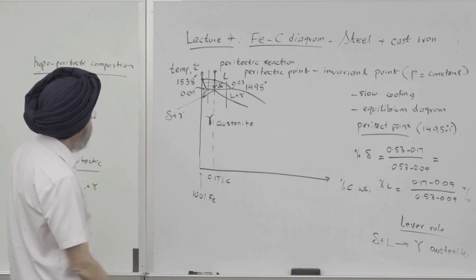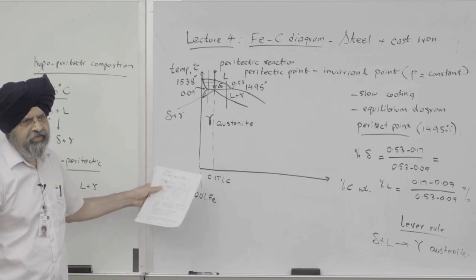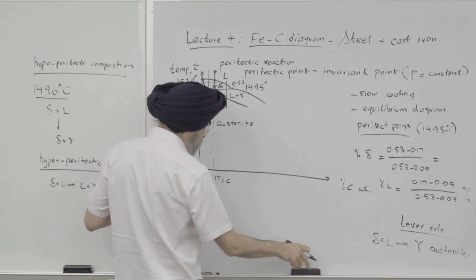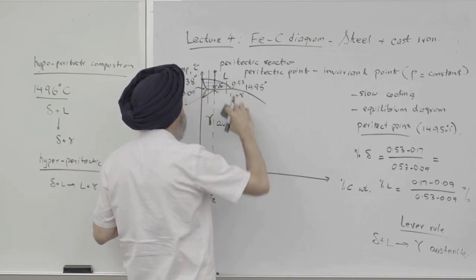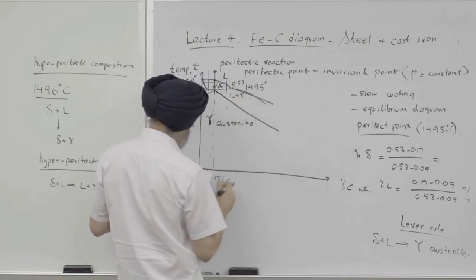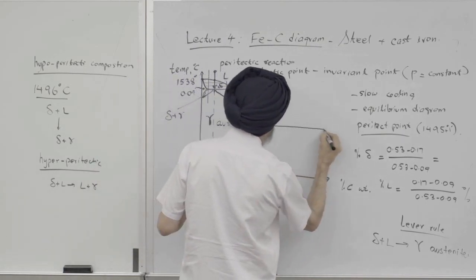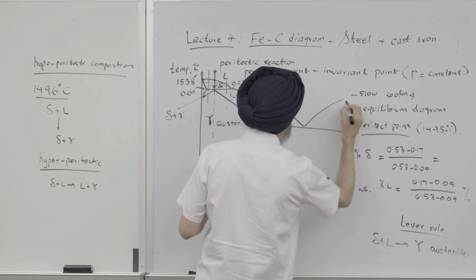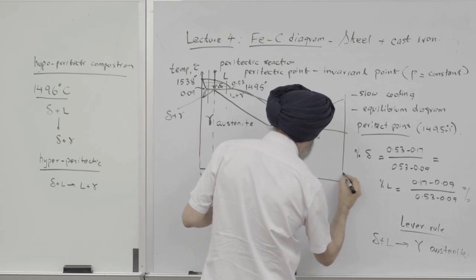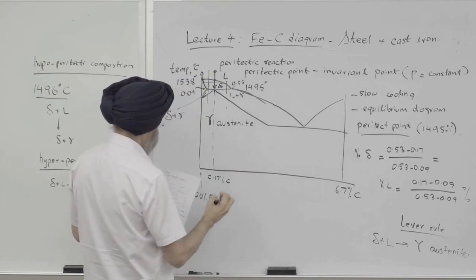Now, this whole peritectic reaction is at almost 1500 degrees centigrade, so it really doesn't have much effect at lower temperatures. So let me just fill up more of this diagram. This comes down like this, comes down like that, and here we have another reaction, and I stop at this point here, and this is 6.7% carbon. So let me just complete this diagram.